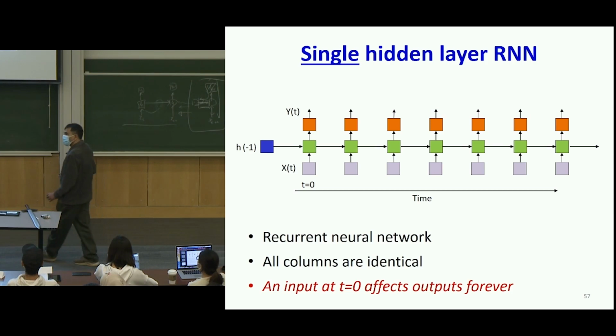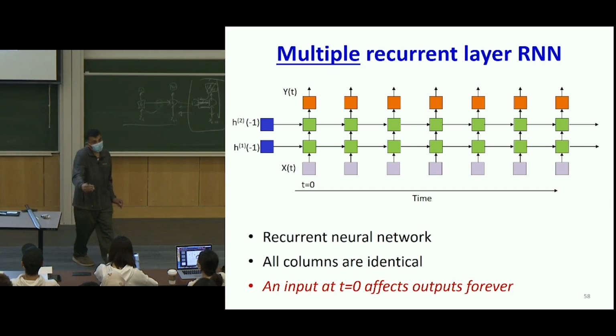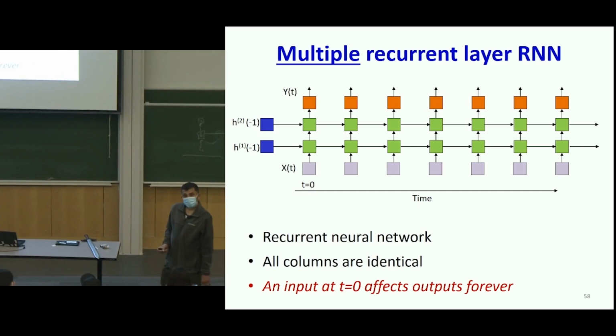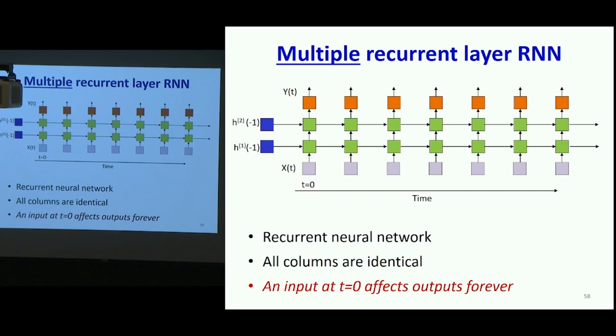Here's a slightly more complex network. Now the hidden state has two layers. And you'd have to obtain the initial value for the hidden state for both layers in order to make your predictions. But the rest of the statements still hold. Every column is identical to every other column. And an input at any time is going to influence the output for all time.